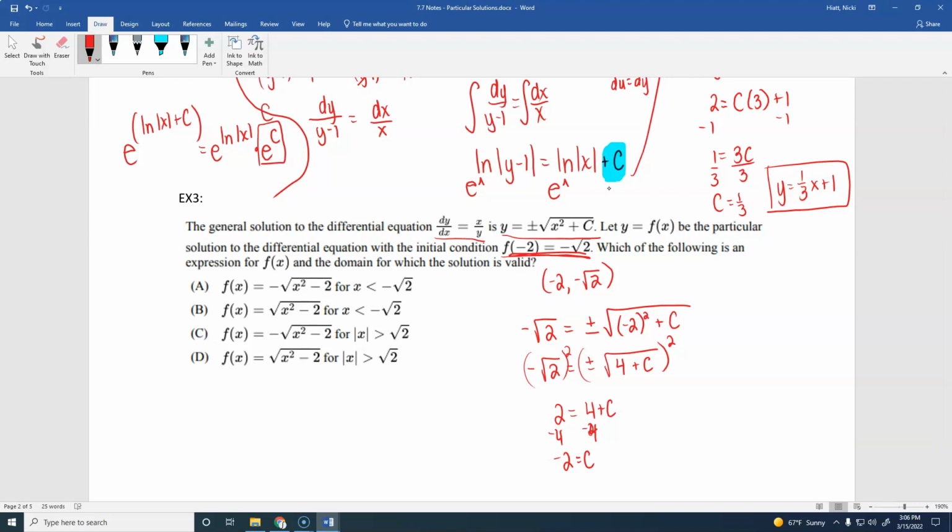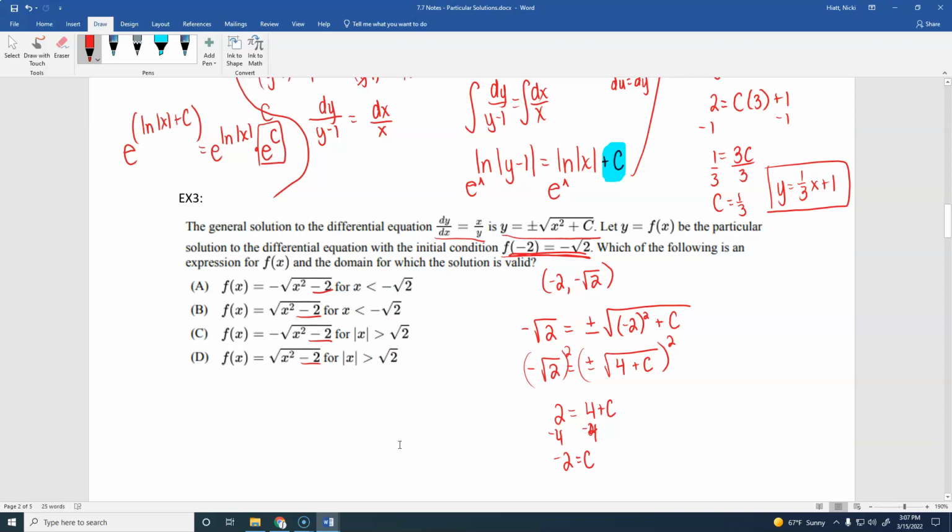Honestly, you really didn't have to do that part, did we? All of these are -2. So you really don't even have to do that part. Whenever you square both sides, you're squaring that plus or minus and squaring the square root. If you square positive, it's still positive. If you square negative, it's also positive, so it kind of goes away. But we do have to think about the domain here.